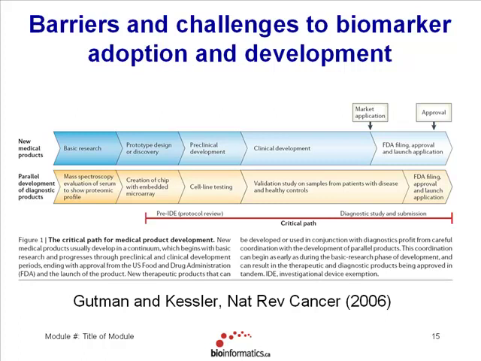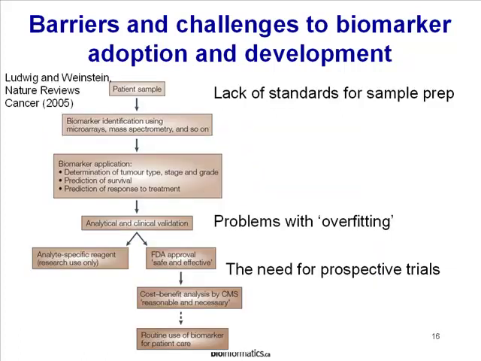So here's just a figure that I pulled out from this paper, and it's this part here. A validation study on samples from patients with disease and healthy controls. Controlled clinical trials take a long time and are difficult to study, and these are on large numbers of patients. This is actually a major problem right here. So here's just a flow chart of what might actually have to take place.